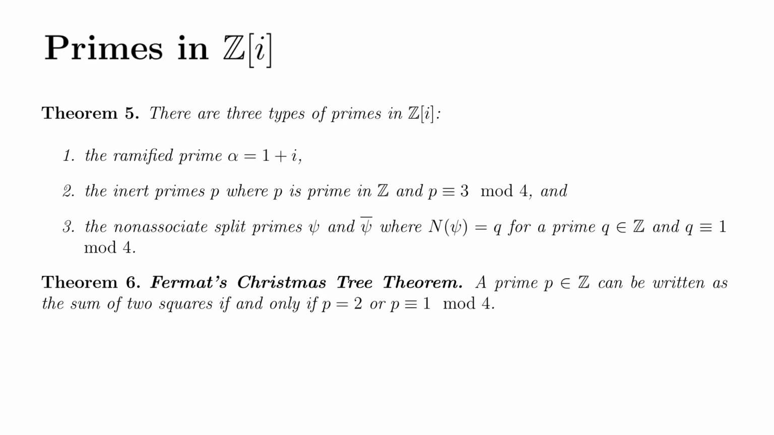At the bottom of the screen is Fermat's Christmas tree theorem, which states that a prime p in the integers can be written as the sum of 2 squares if and only if p is equal to 2 or p is congruent to 1 modulo 4. Feel free to pause the video for a second and ask yourself why this might help us take a look at the types of primes in a more in-depth context.